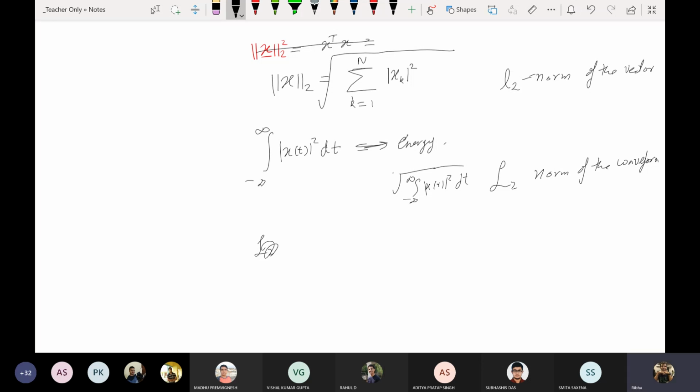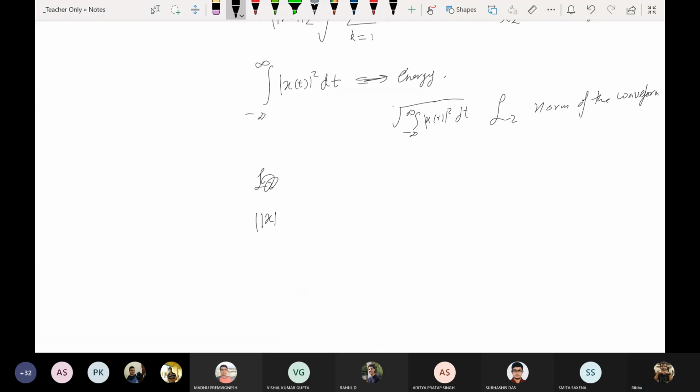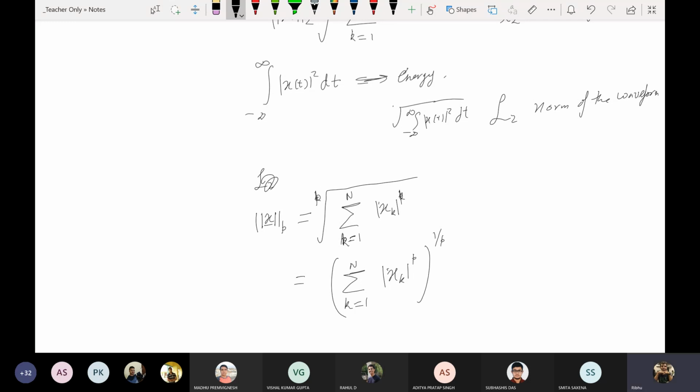So now, coming back to norms, in general the p norm of a vector is defined as the summation, k goes from 1 to capital N, of the absolute value of x_k to the power p, whole to the power 1 over p. Fine. That's why I wrote that p here.